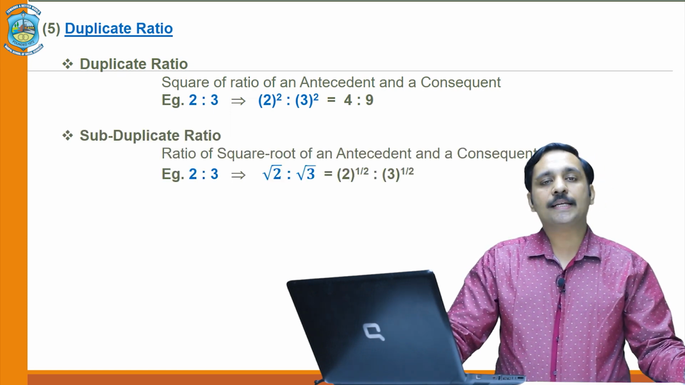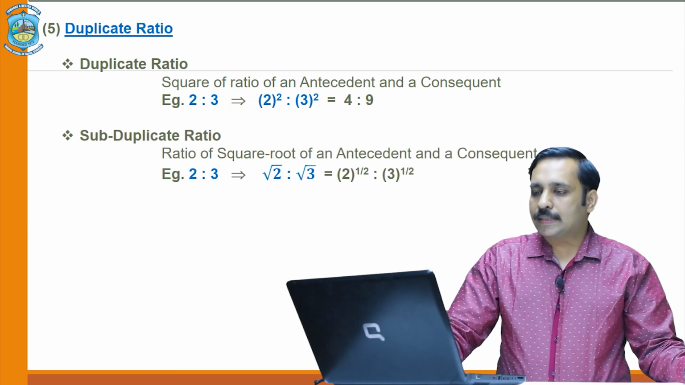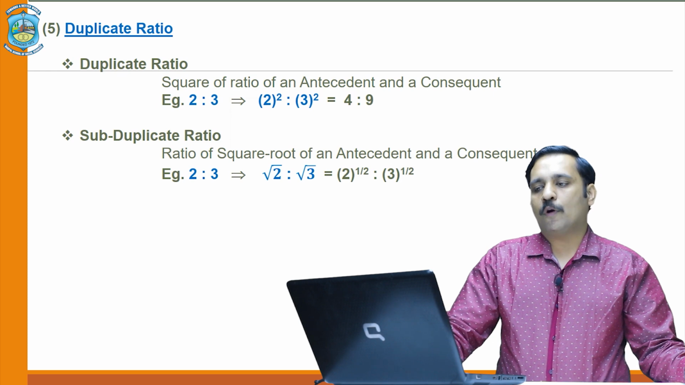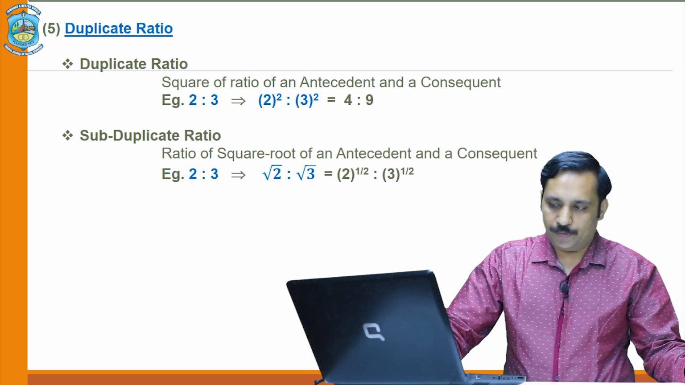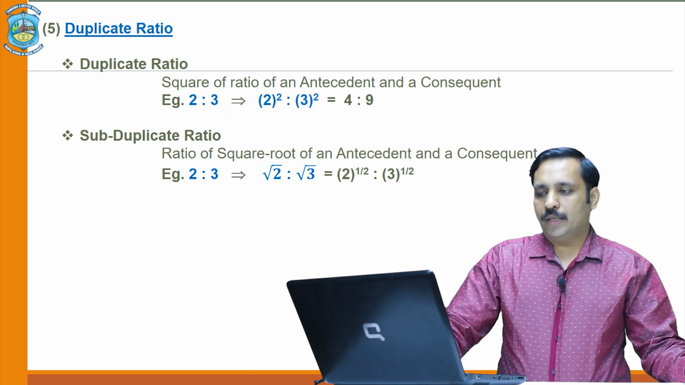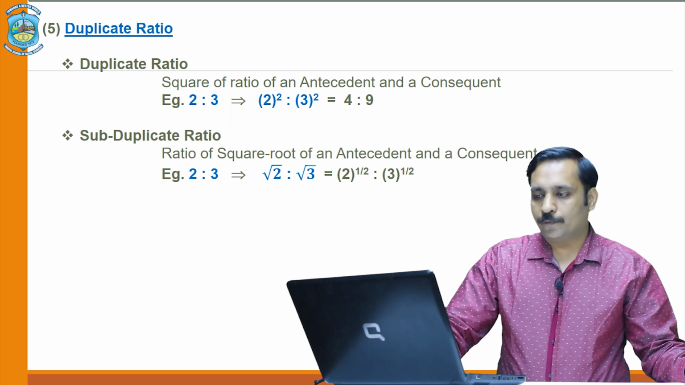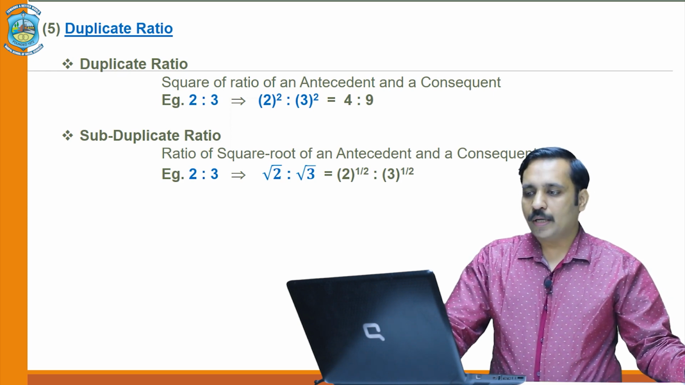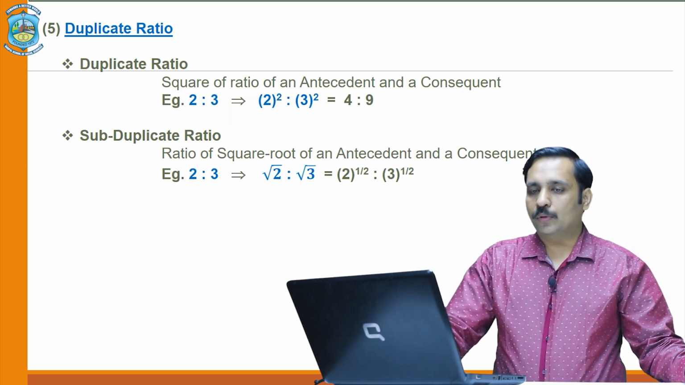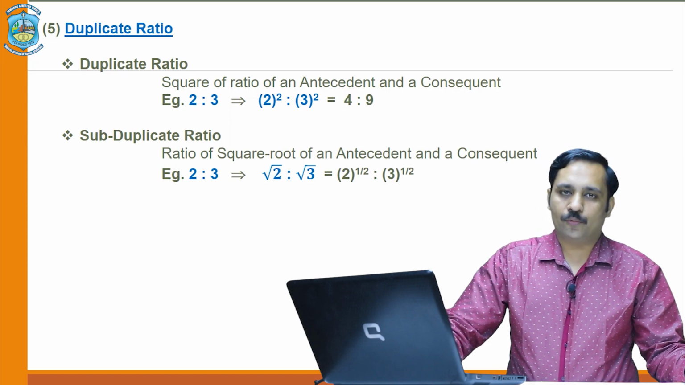The next ratio is subduplicate ratio. A subduplicate ratio is the ratio of the square root of an antecedent and a consequent. Let us take an example. We have again 2:3. Now if we take a ratio of the square root of 2 with the square root of 3, that means 2 raised to power 1 by 2 is to 3 raised to power 1 by 2, this is called a subduplicate ratio.